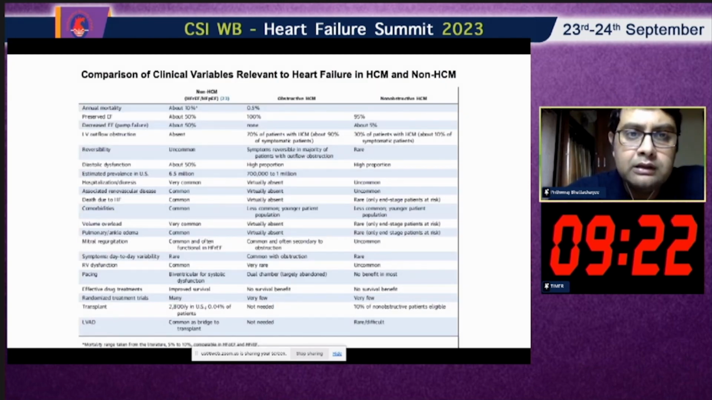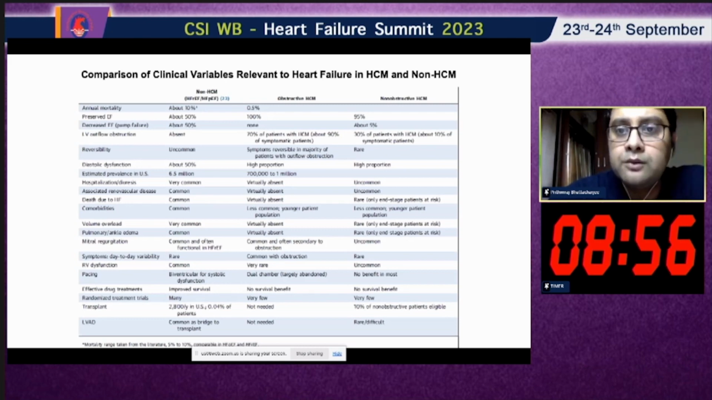So there are some differences between the conventional patients of heart failure and patients with HCM and heart failure. If you look at this chart closely, the annual mortality in non-HCM heart failure is about 10%, whereas the mortality is extremely low in HCM. In obstructive HCM, it is 0.5%, whereas in non-obstructive HCM, it is almost nil. And most of the patients with obstructive HCM have a preserved LV ejection fraction type of heart failure. In non-obstructive HCM, also 95% of patients have heart failure with preserved ejection fraction. And only 5% of patients in non-obstructive HCM may progress to end-stage heart failure, that is, decreased EF.